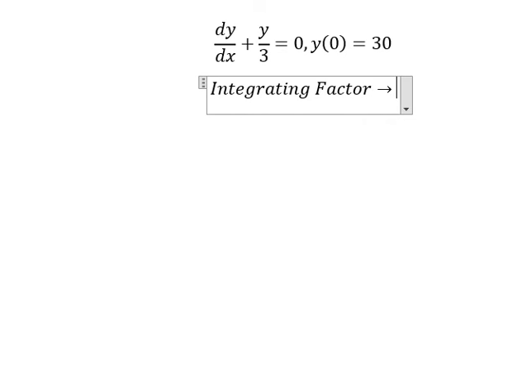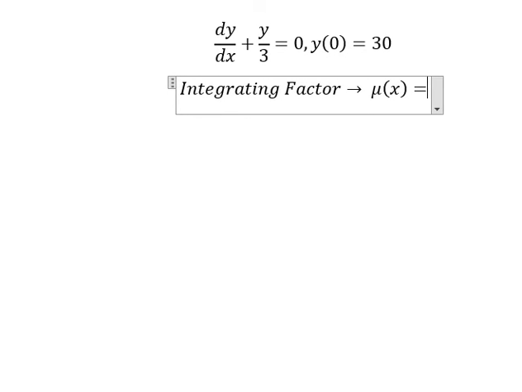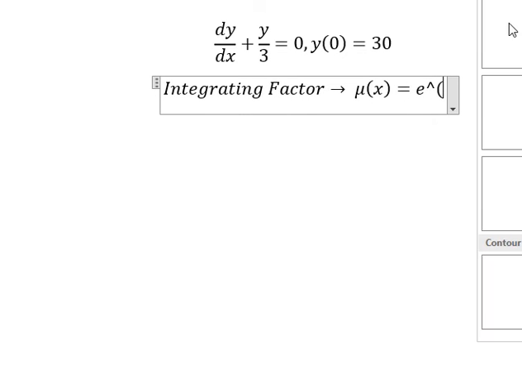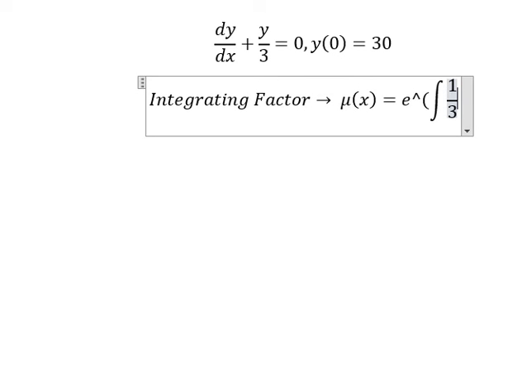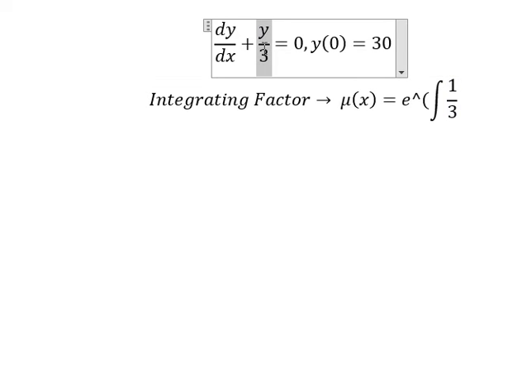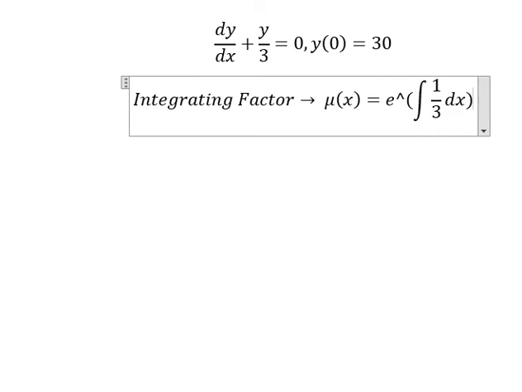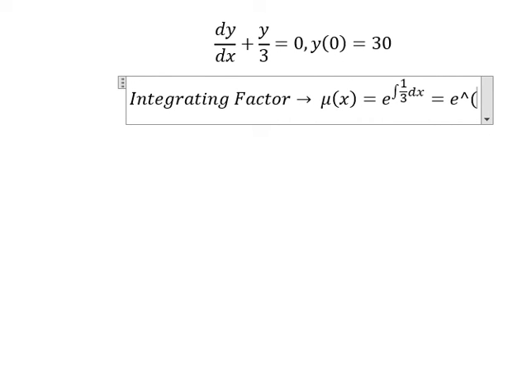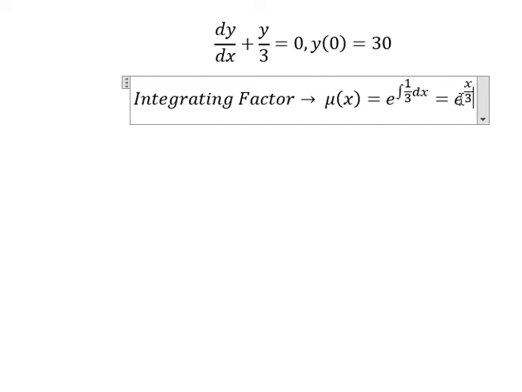So we need to find mu of x, which equals e to the power of the integration of 1 over 3 next to y. This is the integrating factor, and here we have x over 3 after we do the integration of 1 over 3 dx.